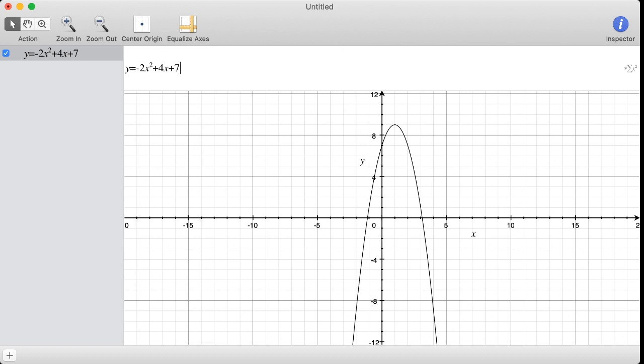And whatever the sign is on the x squared term tells you which way it's going, because that x squared term, as you go far away from the vertex, is going to be controlling everything. So if that's negative, the parabola is opening downwards. If that's positive, the parabola is opening upwards.